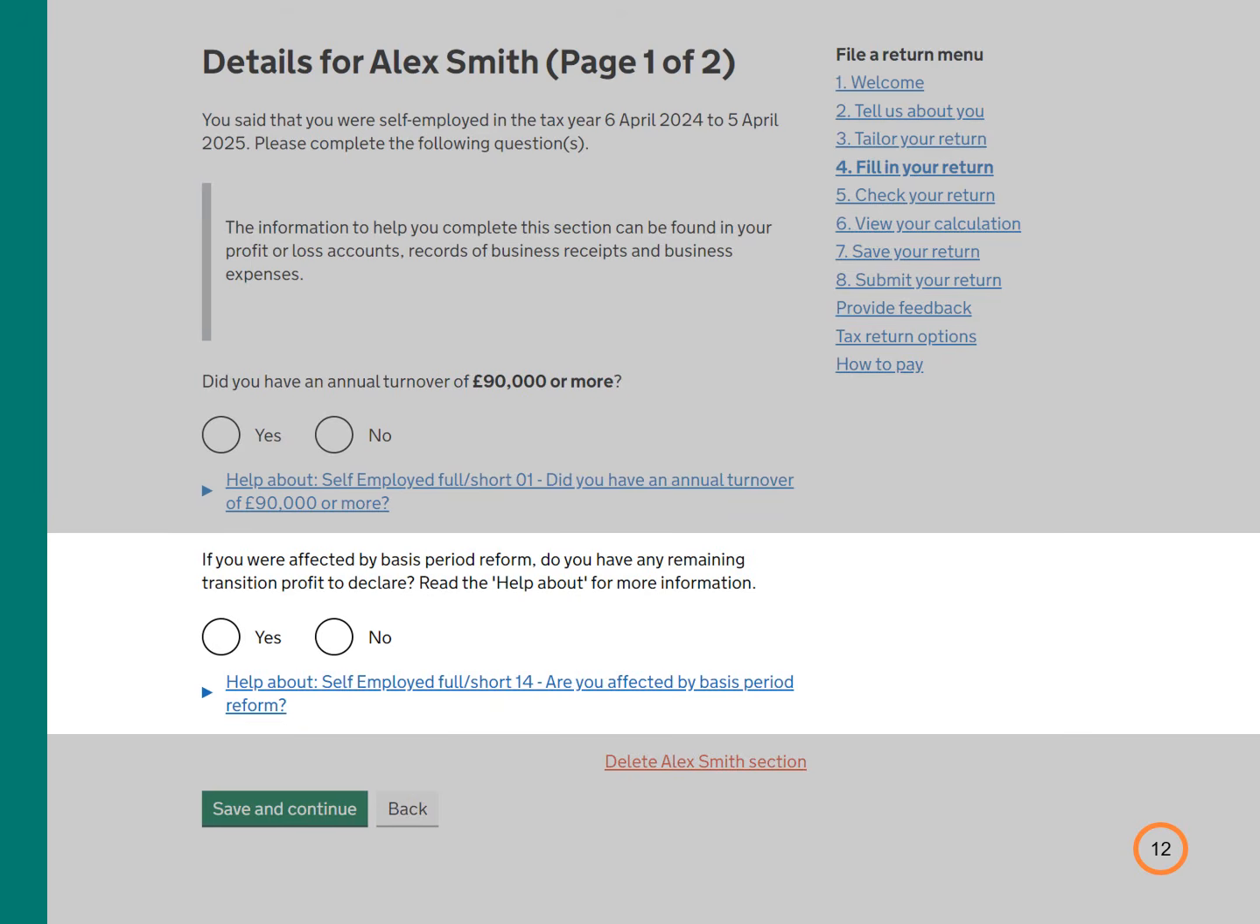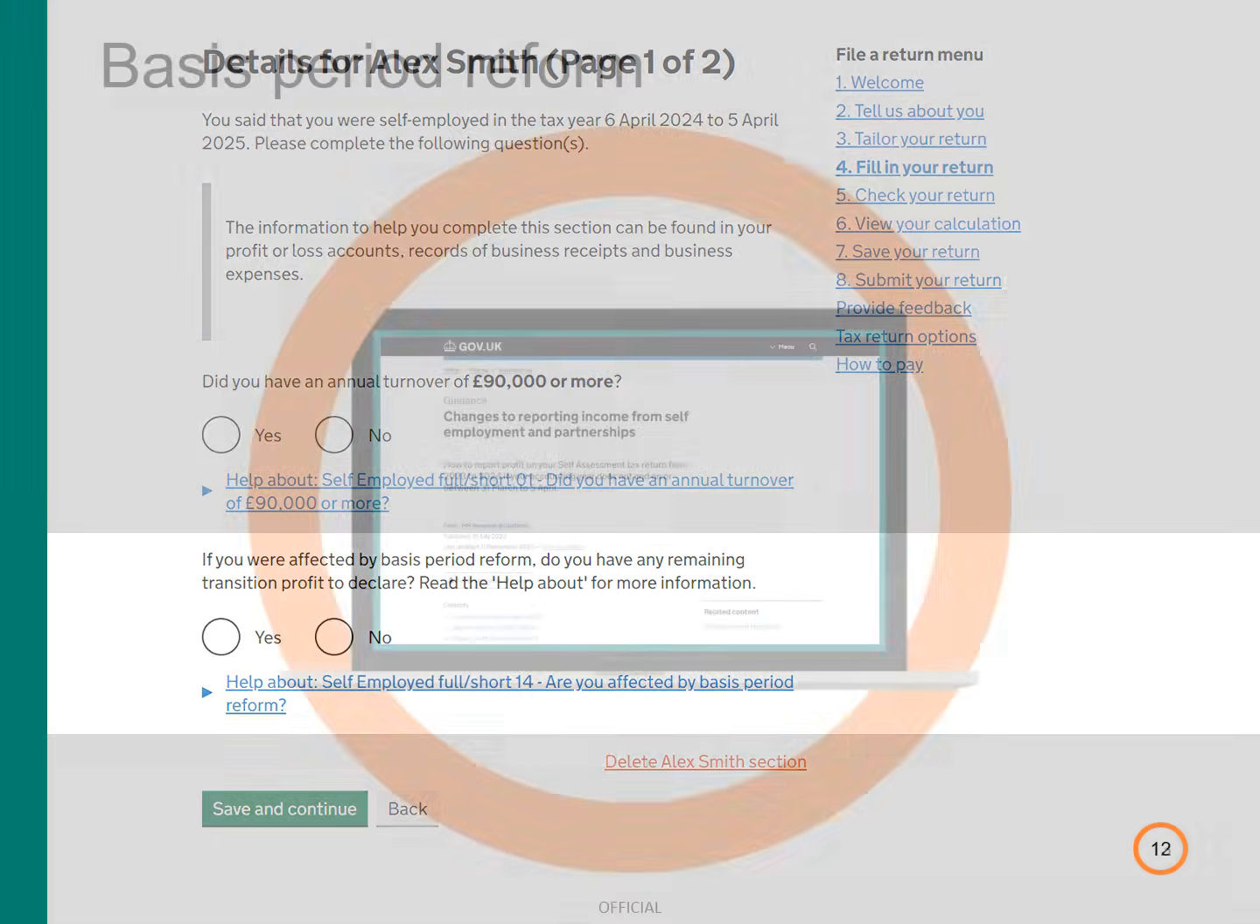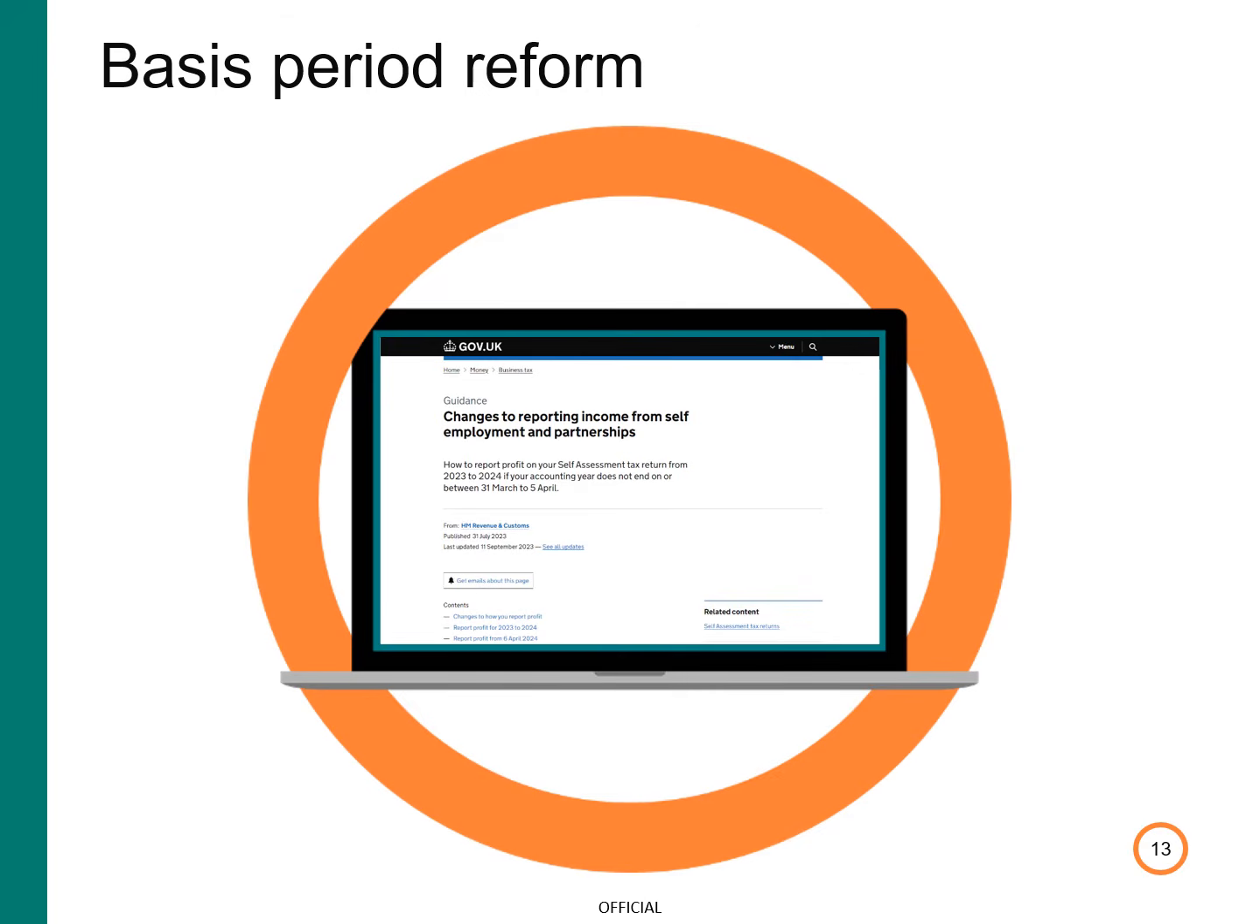The next question asks if you were affected by basis period reform and have a remaining transition profit to declare. Gov.uk has lots of information and examples about basis period reform. There's a link to this page, Changes to Reporting Income from Self-Employment and Partnerships, in the Help About guidance.